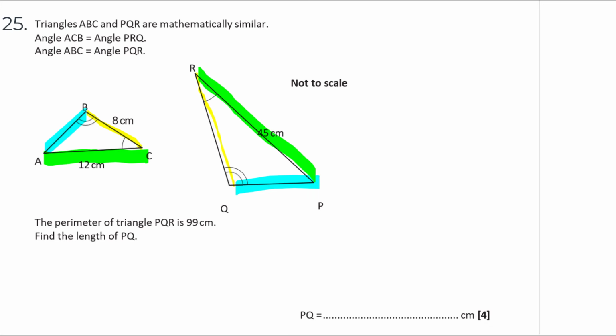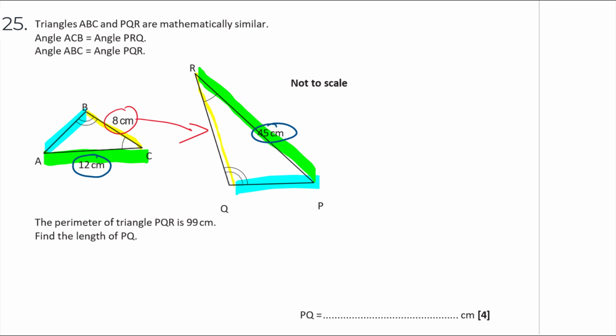So we want to find the blue line, which we don't have one that matches with on the other one. However, we do have two that go together. We've got this one, which matches with this one. So from that, we can work out the scale factor of the two sides. And then once I've got that, I can use it to find the matching one that goes with this one. Then we'll have two sides out of the three of the bigger triangle, and we know the perimeter, so we can use that to find the missing length. I think that's probably the easiest way of doing it.